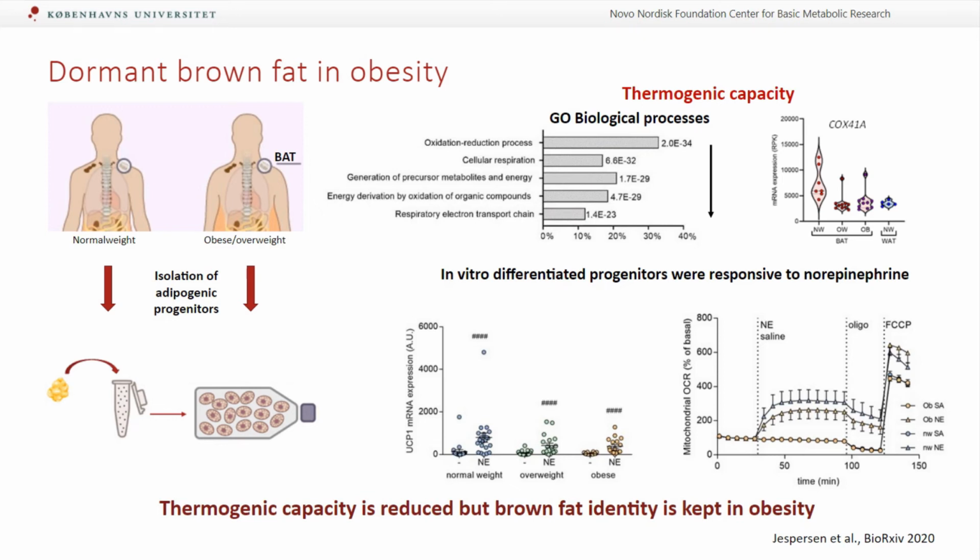So we conclude here that the thermogenic capacity is reduced in obesity, but the brown fat identity seems to be kept. And this study is available at bioRxiv.